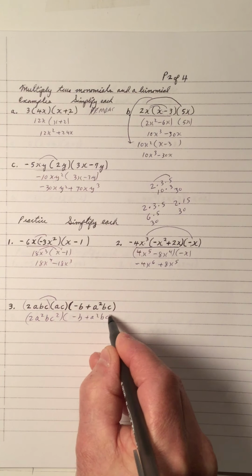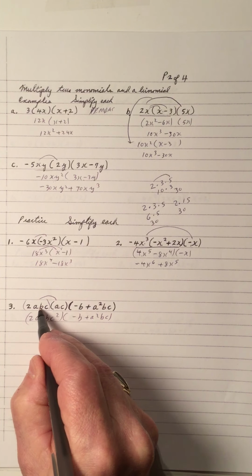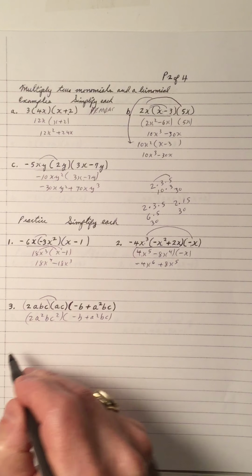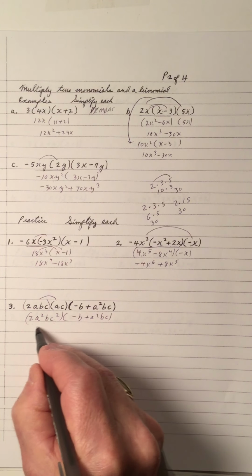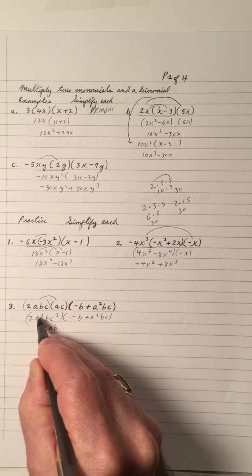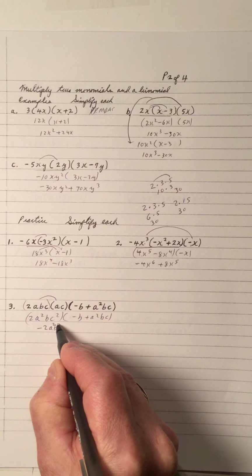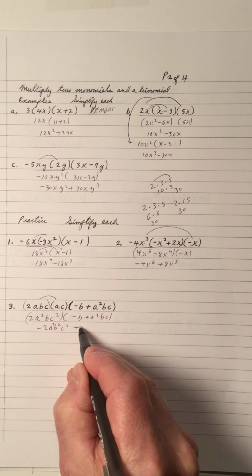So I'm writing it down. So I multiply those two first. A times a is a squared, no b's, and c times c is c squared. Now I multiply this term by these two. So that's a negative 2ab, negative 2a squared b squared c squared, and positive 2.